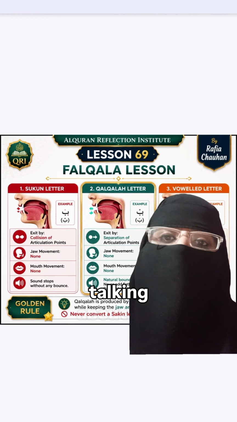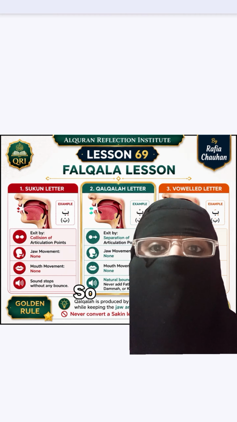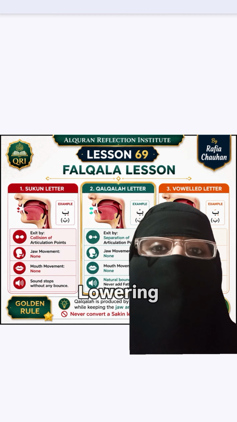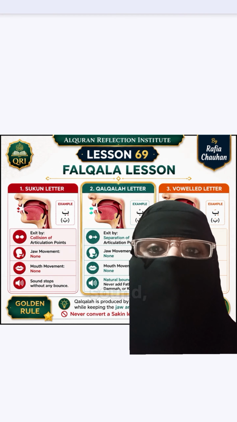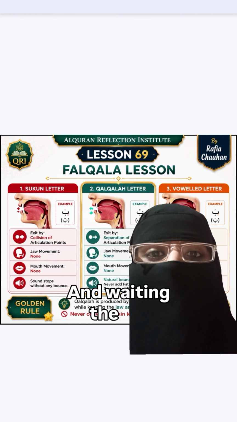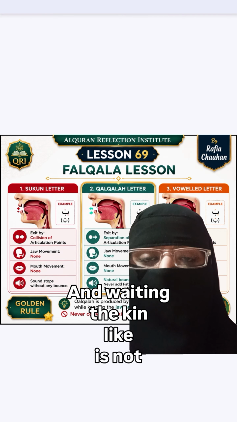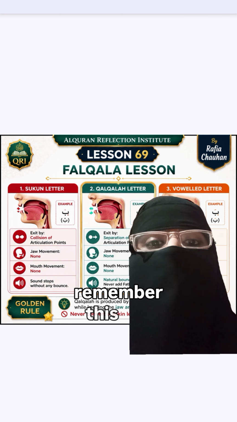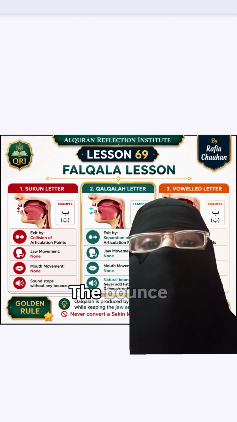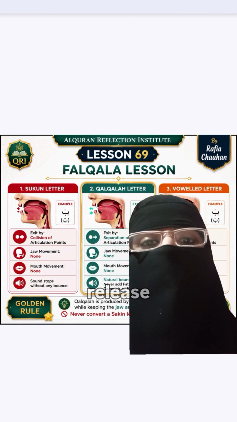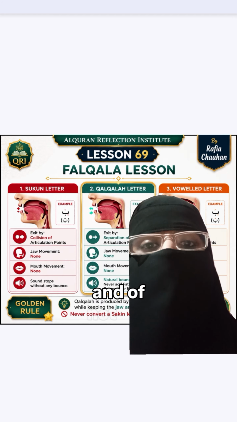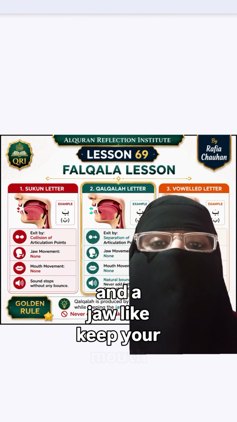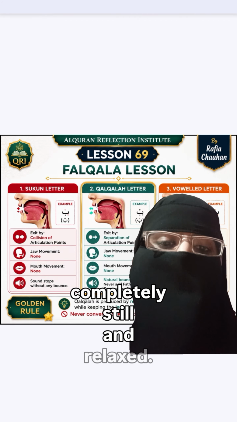The common mistakes, my friends: circling the lips is not allowed. Also with dhamma, lowering your jaw and adding a kasra sound is not allowed, and reading the sakin like "bol, ba, bi, bu" is not allowed. When you practice, remember this fundamental rule: the bounce comes entirely from the release of the articulation points, not from moving the mouth, lips, or jaw. Keep your mouth completely still and relaxed.